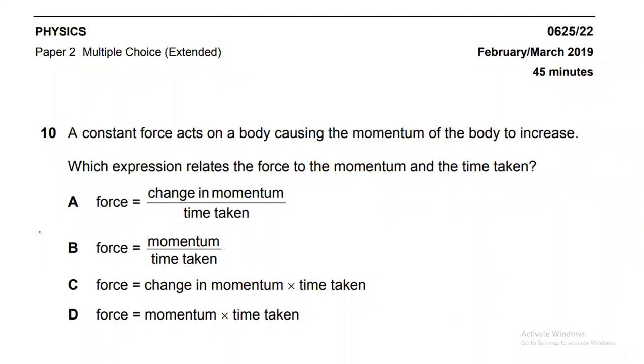Okay, so now we are on the February-March 2019 paper 2. It's question number 10. It says a constant force acts on a body, causing the momentum of the body to increase. Which expression relates the force to the momentum and the time taken? It's a very famous thing that the force is equal to the change in momentum divided by time taken. So A is your answer.